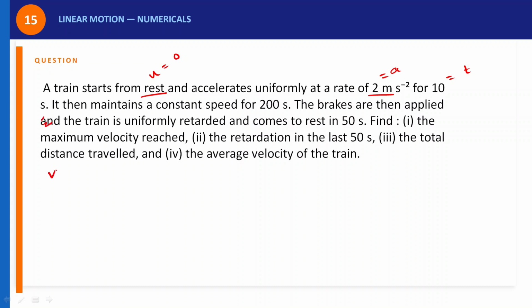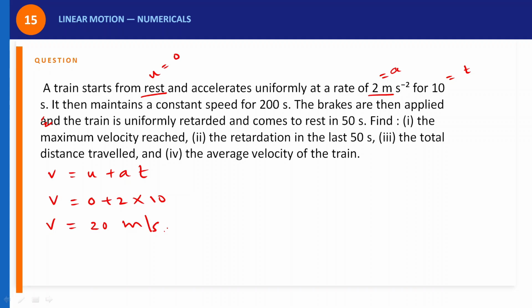v equal to u plus at. v equal to initial velocity 0, acceleration 2, time is 10. Then v equal to 20 meter per second. That is the velocity. After that, we need to find the retardation.